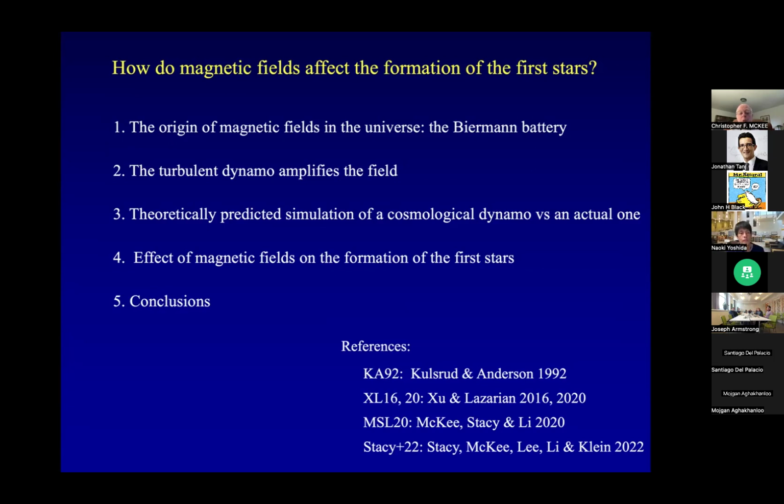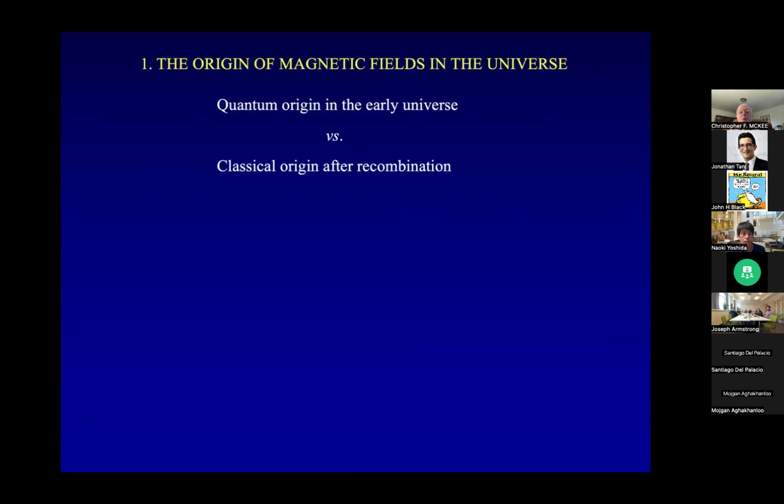Then there are two papers that I participated in. The theoretical paper where we predicted the outcome of a simulation, that's MSL20, and then in Athena Stacy et al. in 22 was the actual simulation. So let's begin with the origin of magnetic fields in the universe. And there are two possibilities. There's a quantum origin in the early universe versus a classical origin after recombination.